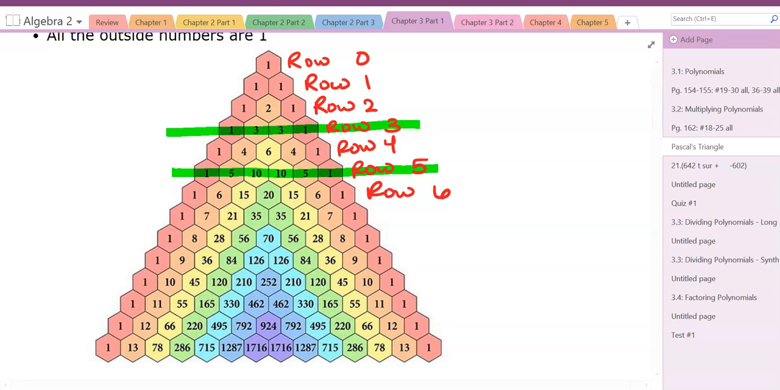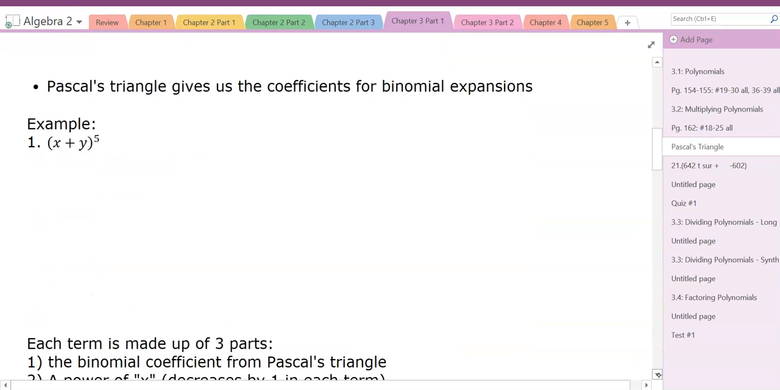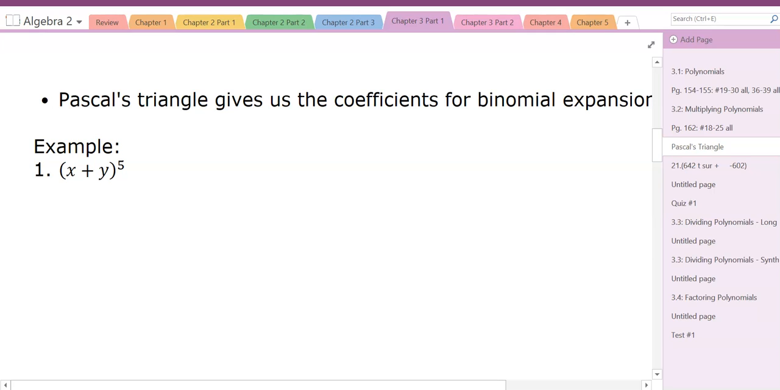Okay, so let's do an example so you can actually see how this works. The first one I have is that we're taking x plus y to the 5th power. Okay, so remember, this means that I would be taking x plus y times itself 5 times if I actually expanded that out.